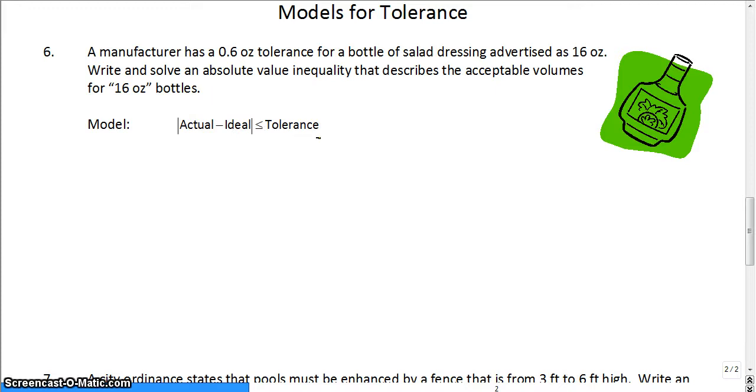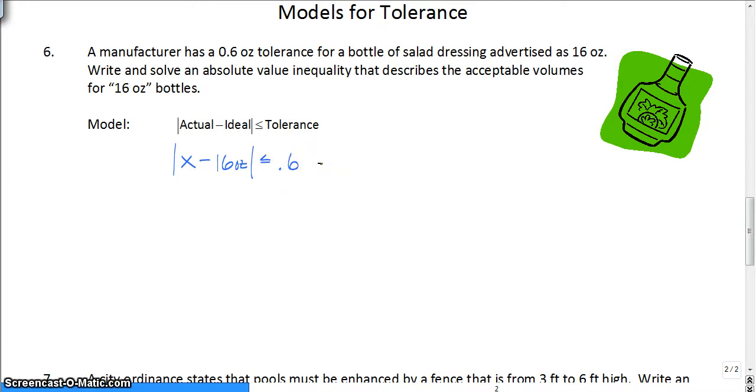So a manufacturer has a 0.6 ounce tolerance for a bottle of salad dressing advertised as 16 ounces. Write and solve the absolute value inequality that describes the acceptable values or volumes for the 16-ounce bottles. Okay, so the actual minus the ideal is less than or equal to the tolerance. The actual we don't know yet because it can vary. Minus the ideal, which is 16 ounces, is less than or equal to the tolerance, which is 0.6.